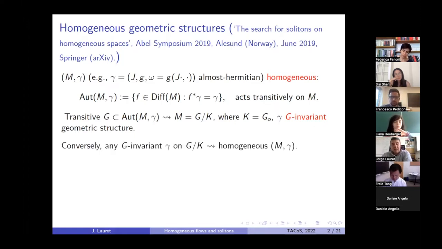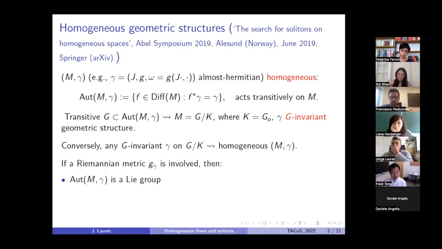Conversely, if you start with a G-invariant gamma on G over K, you get, of course, a homogeneous geometric structure gamma on M. If a Riemannian metric is involved in the structure, as in the almost Hermitian case, then you get that this group is a Lie group, actually, because it's a closed subgroup of the isometry group of the metric involved, and it is very well known that that group is a Lie group. And so you get, in the same way as in the Riemannian case, that G is closed if and only if K is compact, for example.